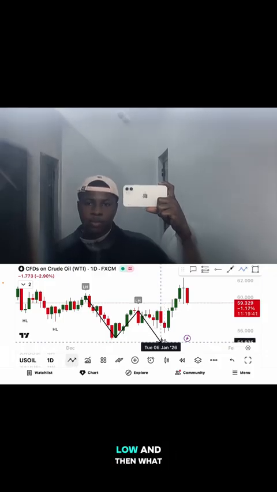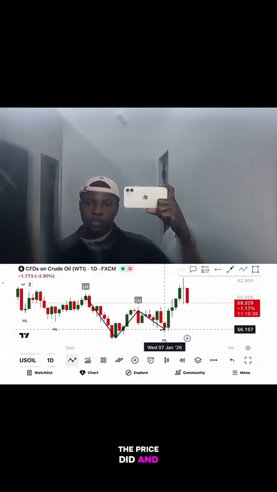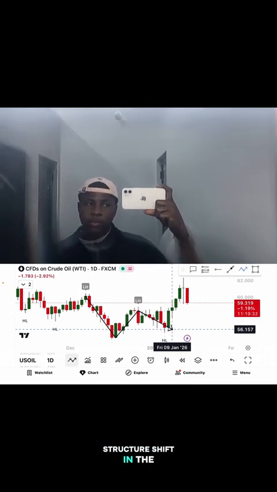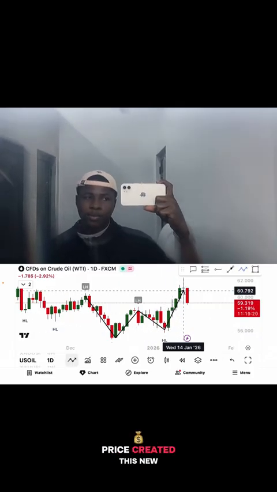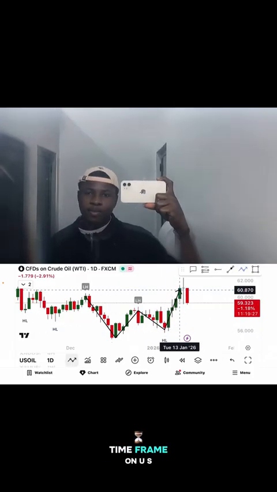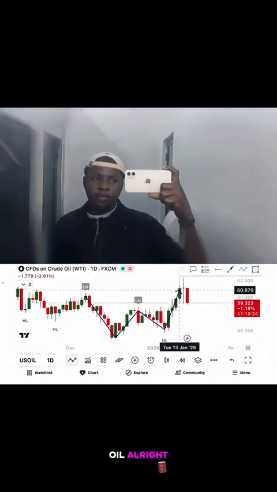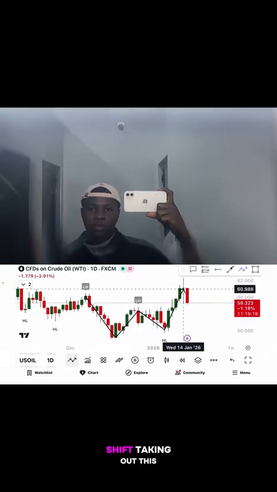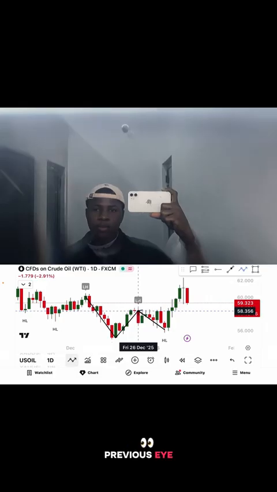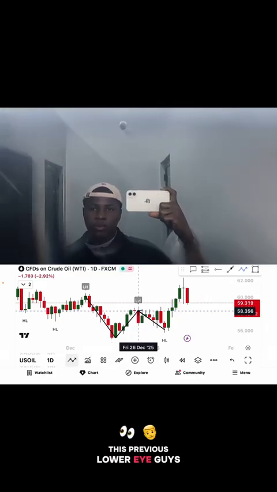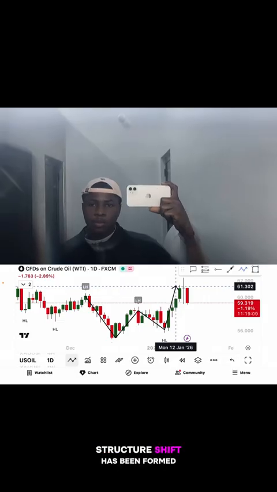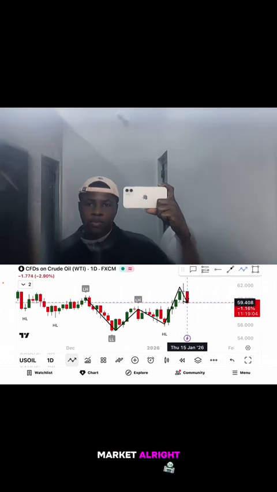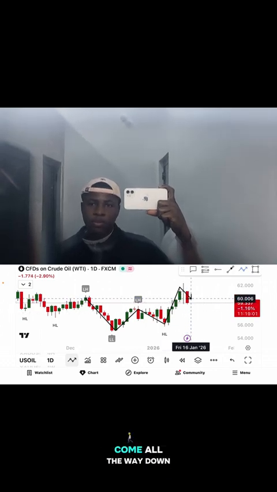Price created this higher low, and then what price did instead was create a new structure shift in the market. This is the daily time frame on US oil. Price created this new structure shift, taking out this previous high, this previous lower high, guys. And now what do we see after that structure shift has been formed? We see a correction phase coming into the market. This correction phase would come all the way down.